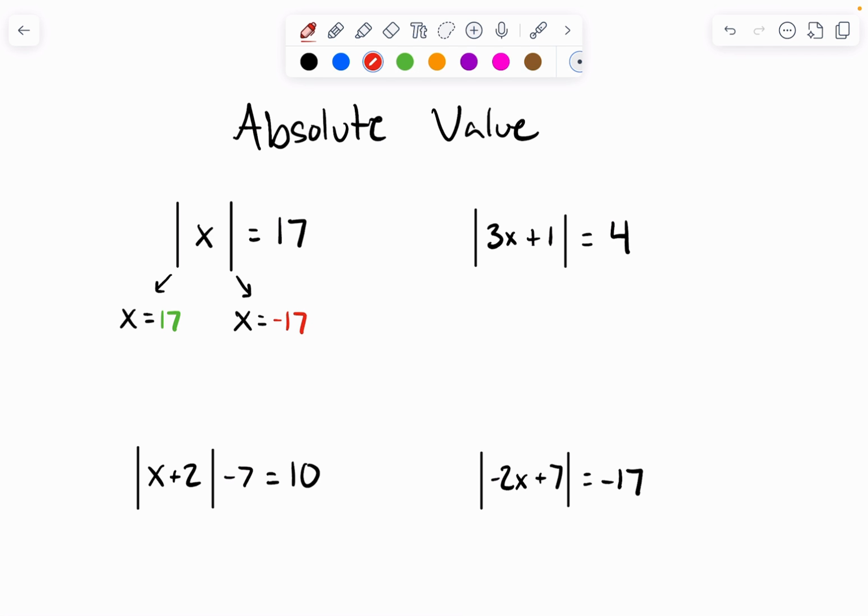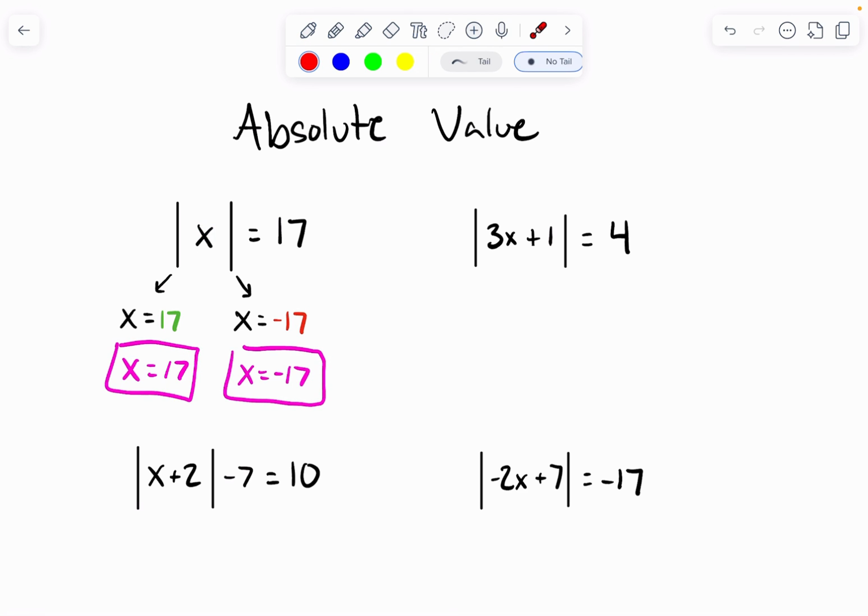And that's it. So that's your two answers for this first one. We got x equals 17, or we have x equals negative 17. And always test your answers. The absolute value of 17, if you plugged in 17, would give you 17. The absolute value of negative 17 would give you 17. So it works. We know that it works. It's good.